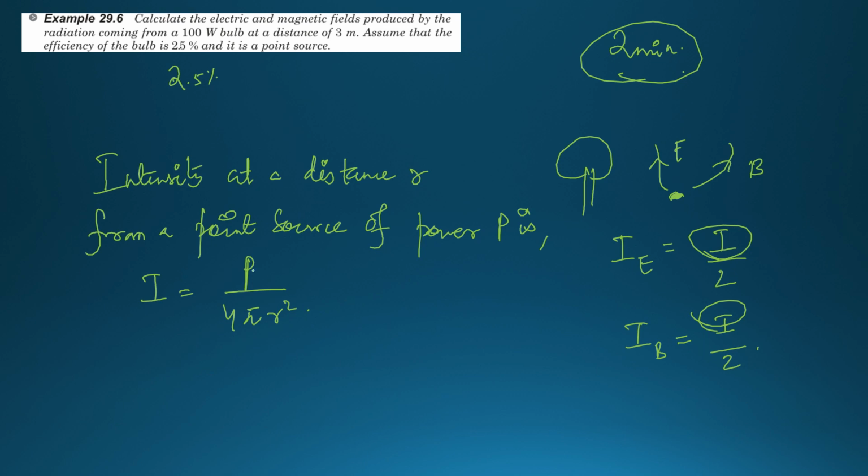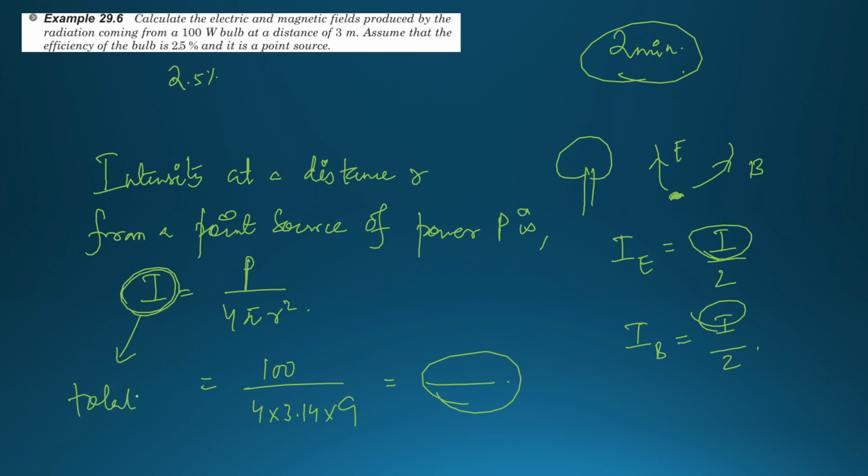So you have power 100 divided by 4 pi, 3.14, into r square. R square is 9, 3 square is 9. Alright, so you have to calculate this one. Whatever you get, this is your total intensity.